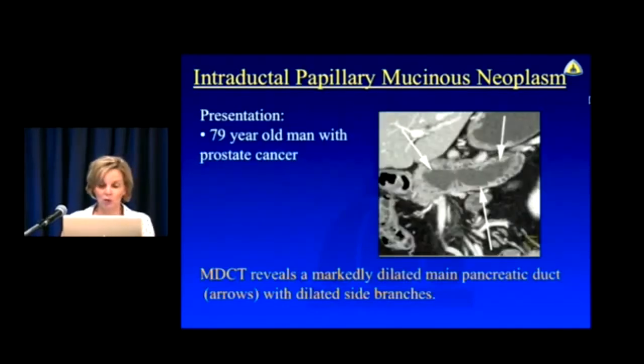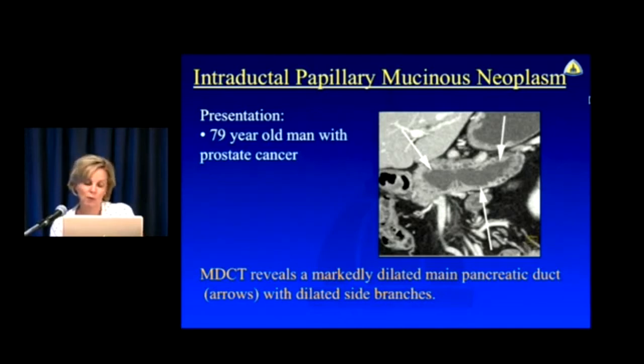So let me show you a couple of examples. So this is an intraductal papillary mucinous neoplasm. This is a main duct. 79-year-old man with prostate cancer, so we're following that up. You can see that's a huge duct. It measures like 1.5 centimeters, and you can see the little dilated side branches around the edge of the tumor. Okay, that's a classic CT appearance of a main duct IPMN.